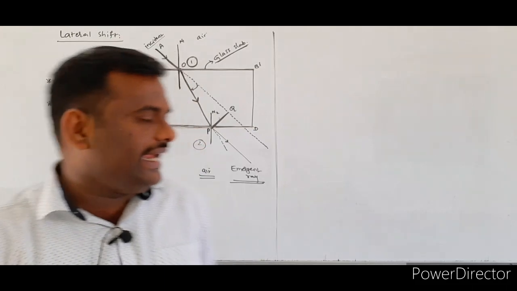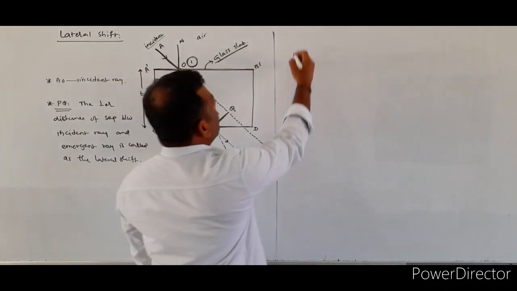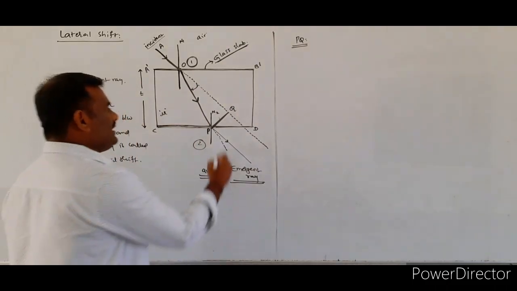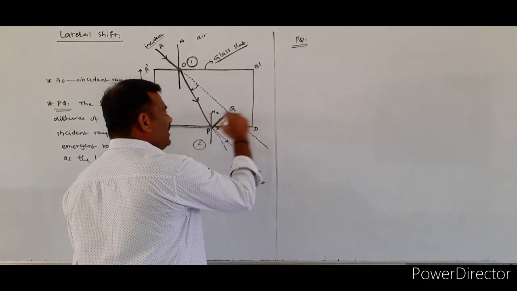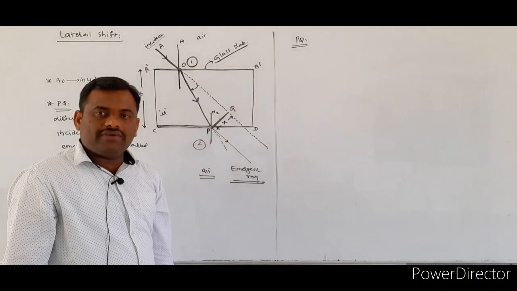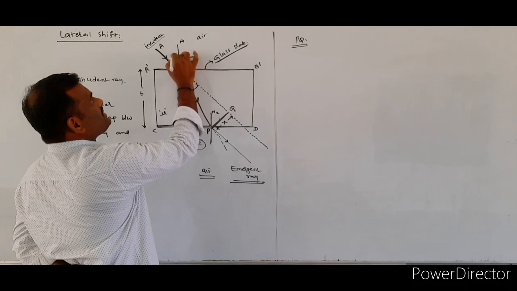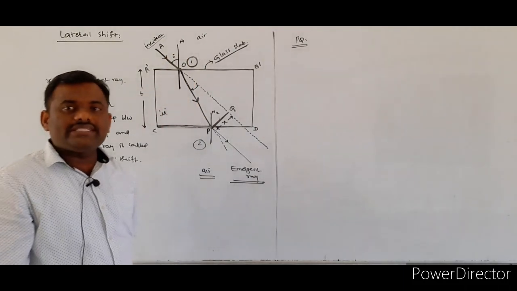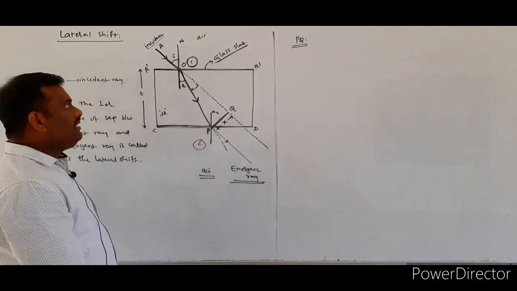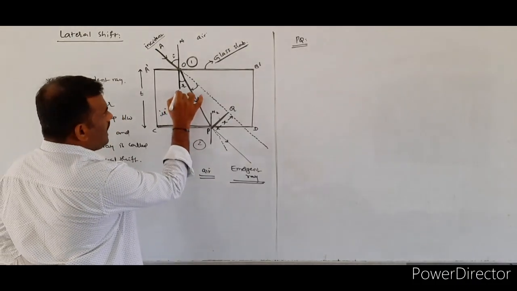Now we are going to calculate the lateral shift value from the derivation. We derive the expression for PQ. Assume the perpendicular distance of separation between the incident light ray and the emergent ray is x. Now I am going to calculate the value of x. We assume the angle of incidence is i and the angle of refraction is r. I will make one more triangle.